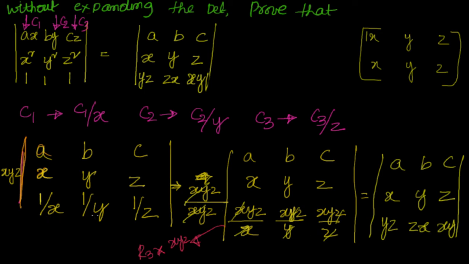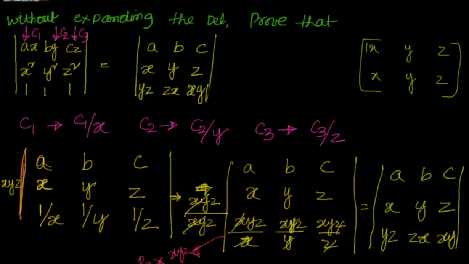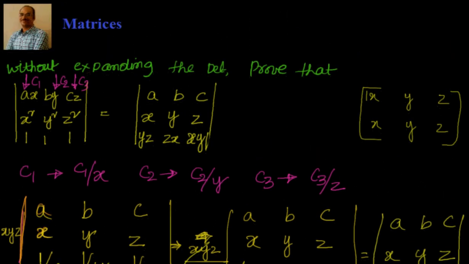Once it is done, we see 1 by x, 1 by y, 1 by z, but we have here yz. If you cross multiply, you are getting xyz, y into zx, x into yz, or z into xy. So what we have done? We have multiplied with xyz and divided by xyz. What we get is nothing but what we needed. I hope this is pretty much clear.